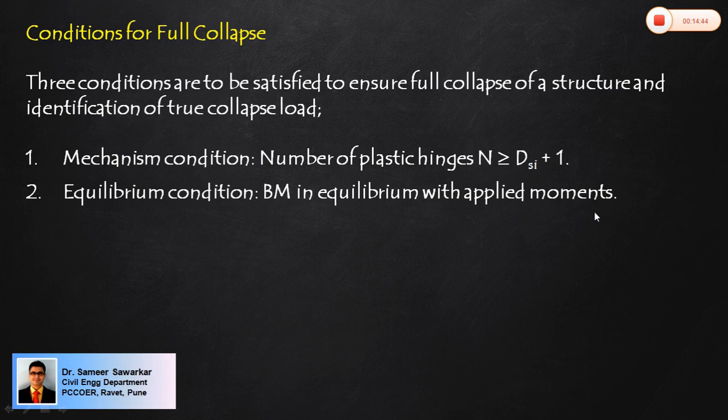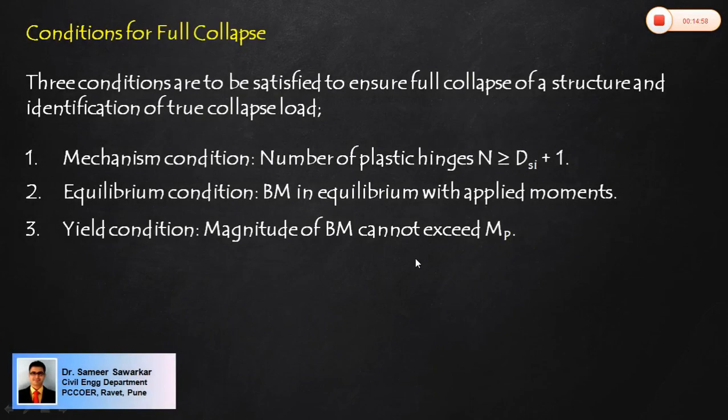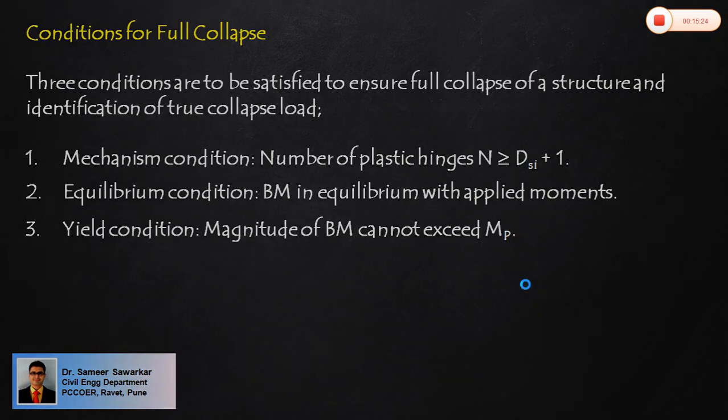So that is what we have been saying, that the moment of resistance or bending moment at the plastic section or the stress resultant is in equilibrium with the applied moments. And the third condition is yield condition. Magnitude of bending moment cannot exceed the plastic moment of resistance, which is the ultimate capacity of the section and which depends upon the material and it depends upon the section. So remember these three conditions: mechanism condition, equilibrium condition, yield condition.